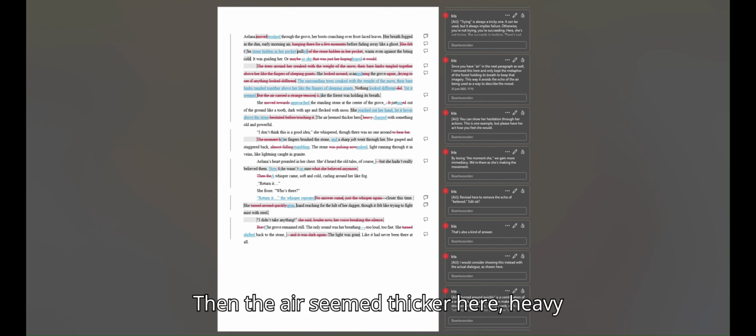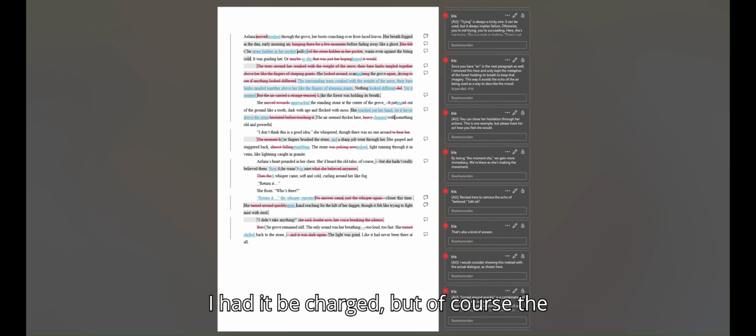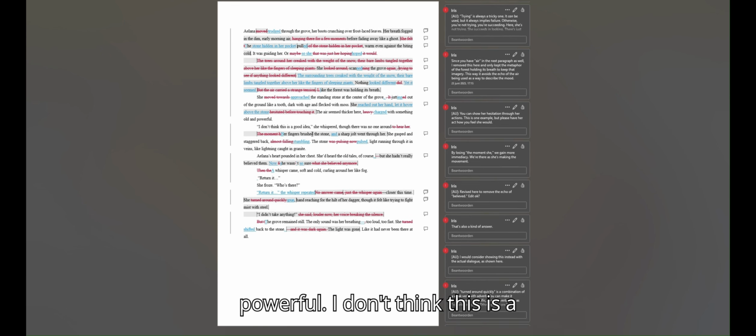Then the air seemed thicker here, heavy with something old and powerful. We already have thicker air, which is usually heavy, right? So instead of having heavy, I had it be charged, but of course the author can also use a different word if they prefer, with something old and powerful.